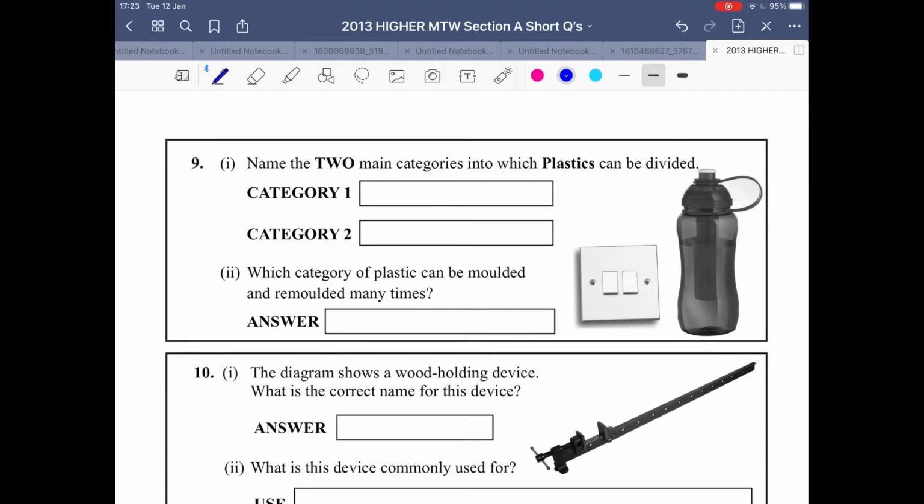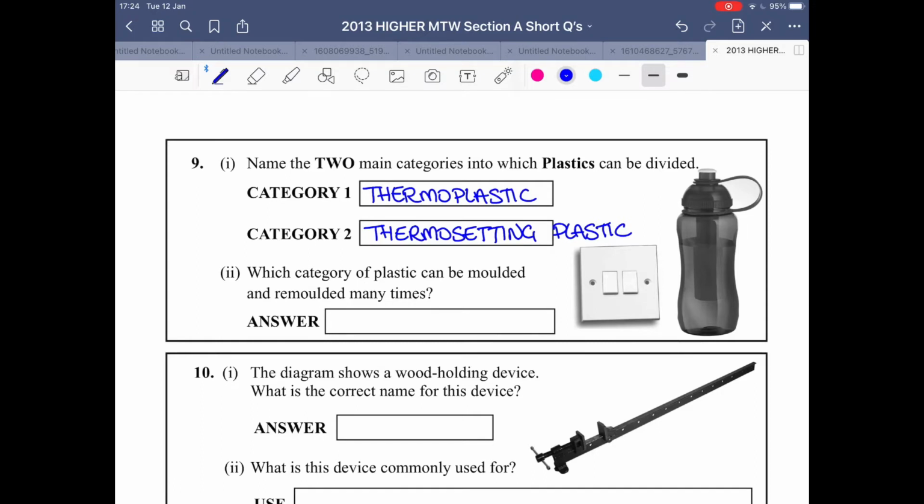Okay, question 9, easy for those of you that are doing metalwork. Category 1, name the 2 main categories into which plastics can be divided. We have thermoplastics and then we have thermosetting. Okay, and thermosetting, you'll often see it written down as thermosetting plastic, which is, I think, what I wrote here as well. I did, and then I rubbed it out. Thermosetting on its own is enough.